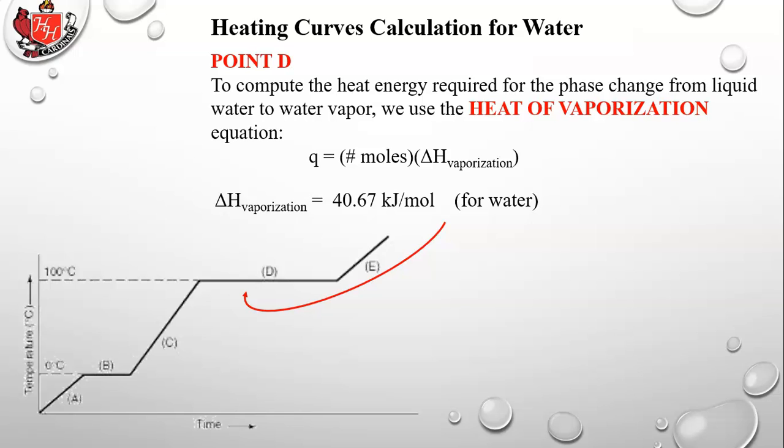And you see the equation looks exactly the same as heat of fusion, except you use a different delta H number. It's called the heat of vaporization. Again, that's a fixed number that you can look up for a substance. So the heat of vaporization for water is going to be 40.67 kilojoules per mole. All right, and that's called the heat of vaporization.